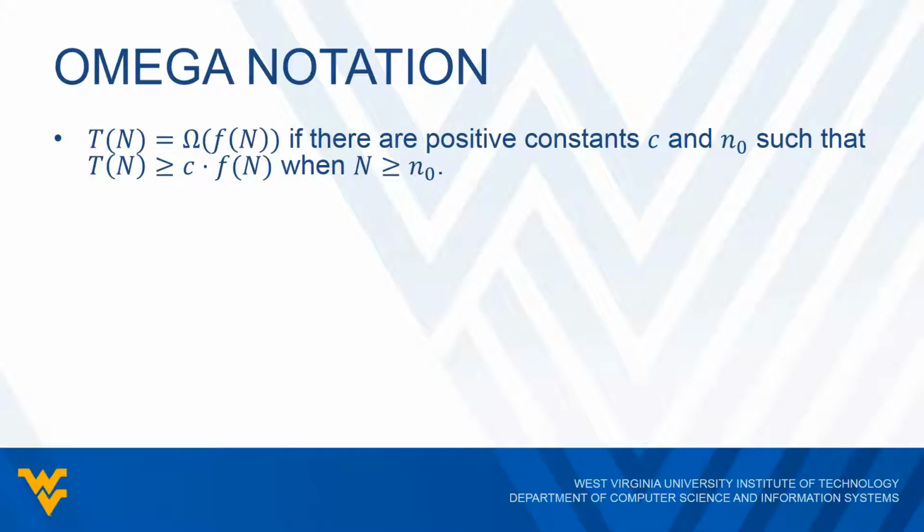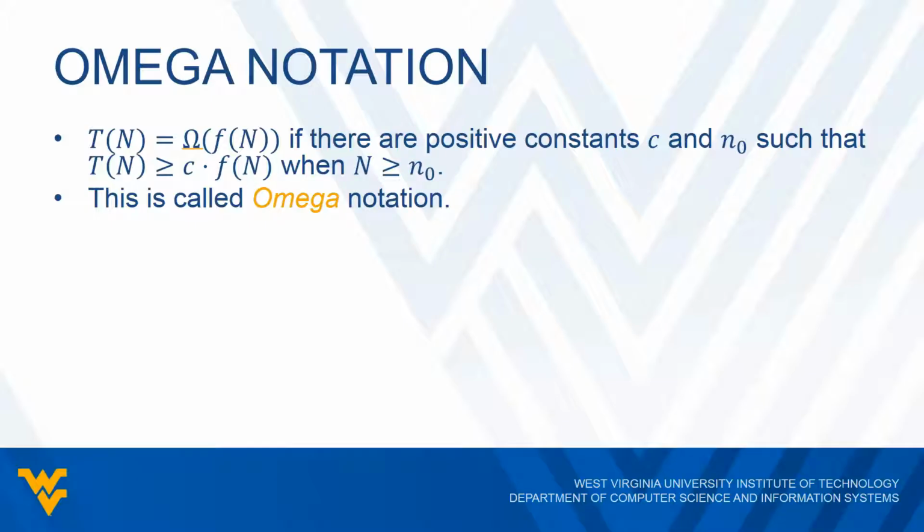So notice that we use an omega symbol right here instead of an O. But we say T of n is equal to omega of f of n if there are positive constants c and n naught such that T of n is greater than or equal to c times f of n when n is greater than or equal to n naught. So this is what we mean by the omega notation. From a notation perspective, we use a big omega symbol instead of a big O.